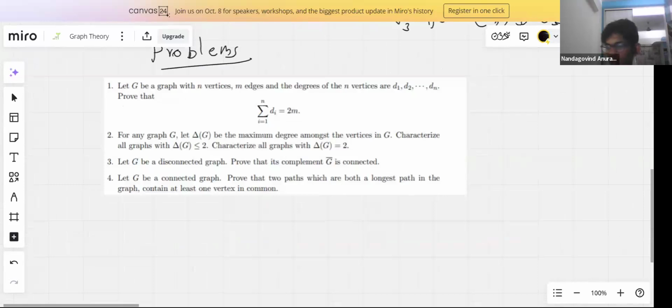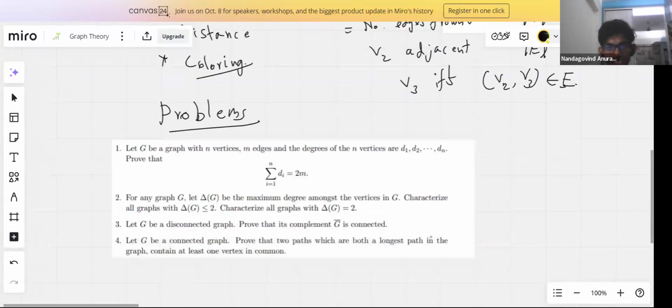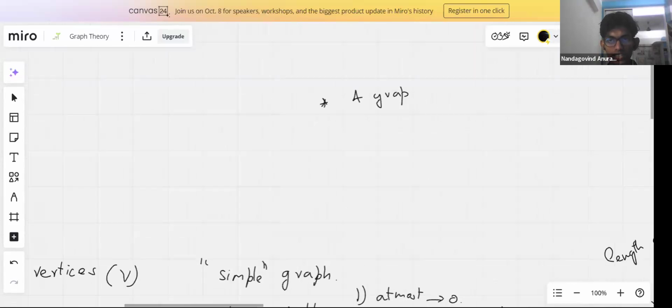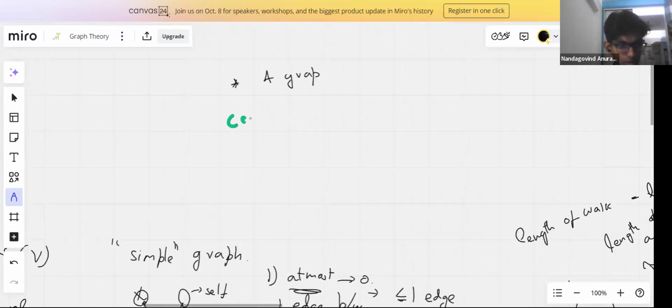Okay, so we're going to start with problems. How long do you guys want? It's four problems. Oh, wait, complement of a graph. Wait, one last definition. Complement of a graph.